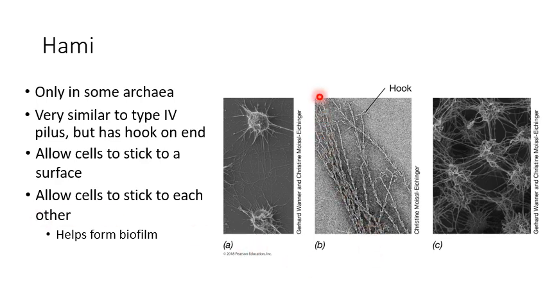So these are images of hami, and you can see it at the end. It has a hook, almost like a fishing hook. So that really helps it stick to stuff and not let go. And since the hami let cells stick to each other, it also helps them form a biofilm.